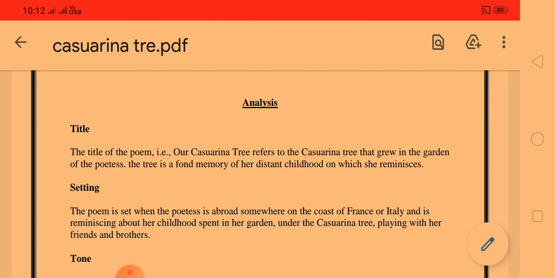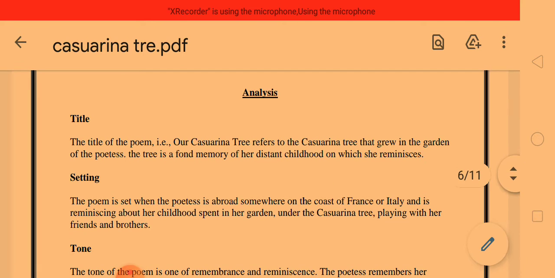The title of the poem, Our Casuarina Tree, refers to the casuarina tree that grew in the garden of the poetess. The tree is a fond memory of her distant childhood on which she reminisces. Next, we will discuss the setting.